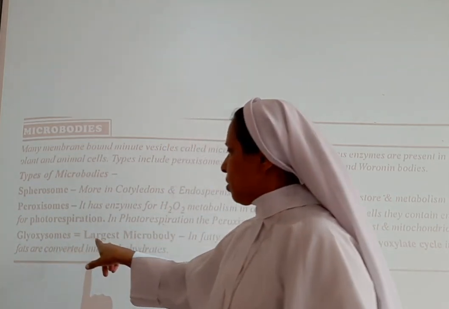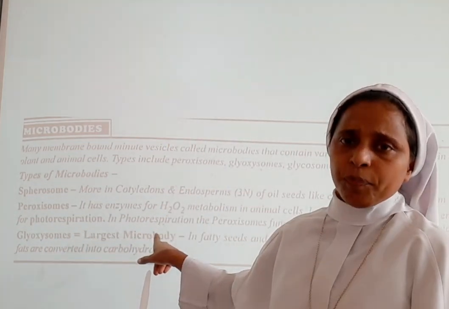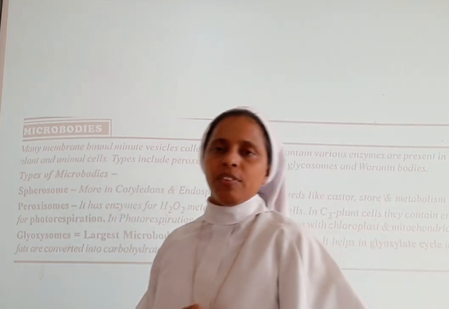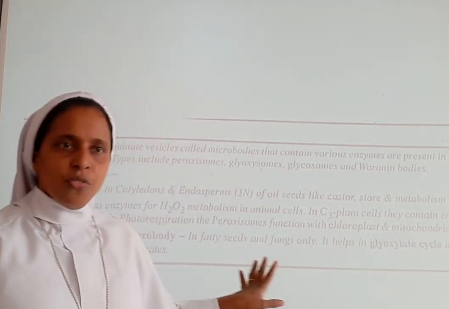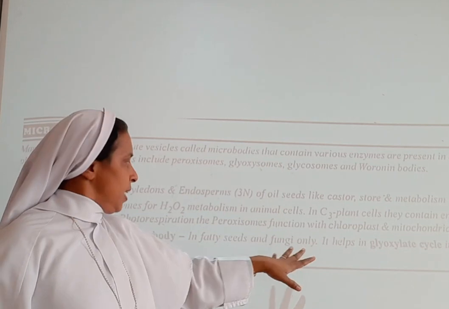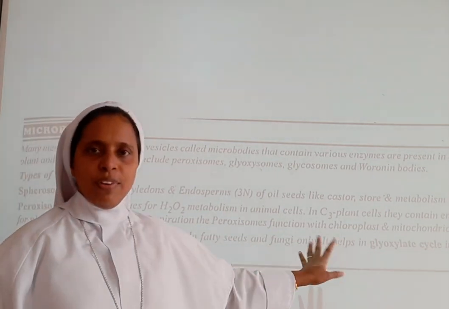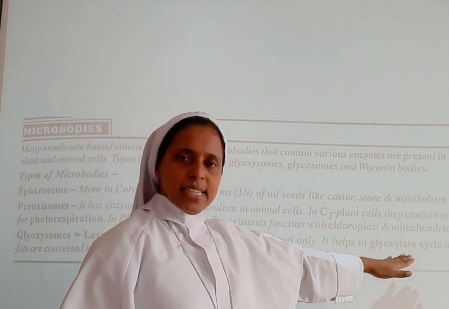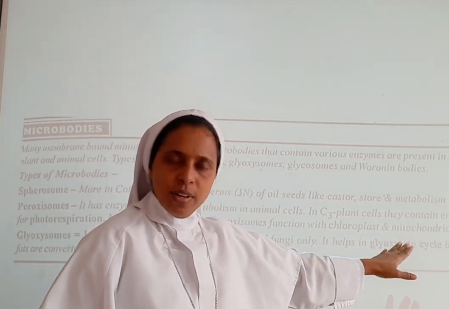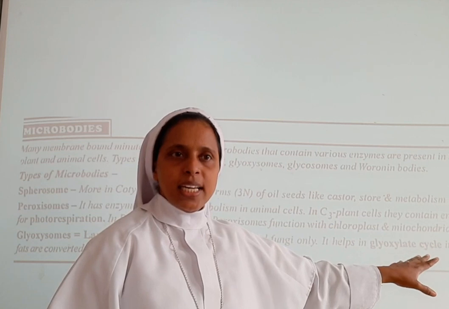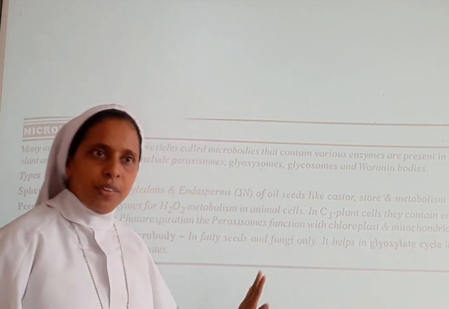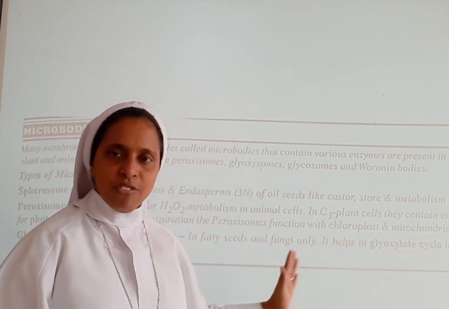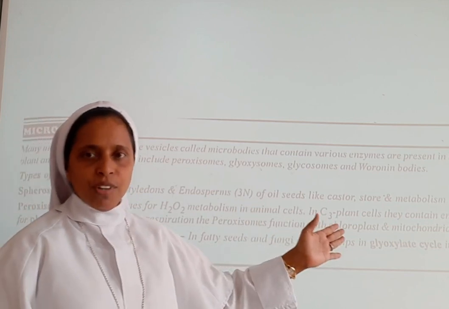Then glyoxysomes. These are the largest microbody. We know that they are found in the fatty seeds as well as in fungi. In fatty seeds and fungi only we can see these glyoxysomes. And it helps in the glyoxylate cycle. So what is the main function of this one? It helps in the glyoxylate cycle in which fat will be converted into carbohydrates. इसमें fat जो है carbohydrates में convert हो जाते हैं.